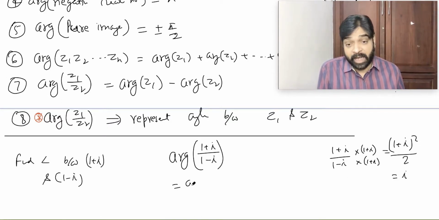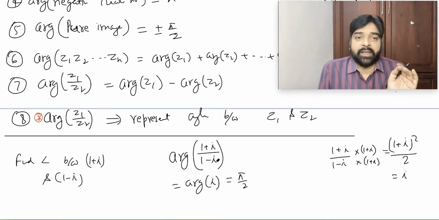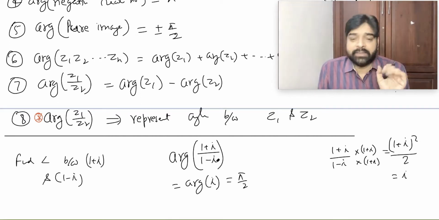This means I can write argument of i. What is the argument of i? Pi by 2. It means the angle between them is pi by 2. Are you able to understand? Not just this, other things we can also tell.